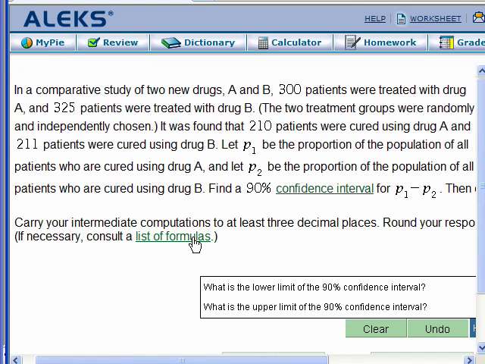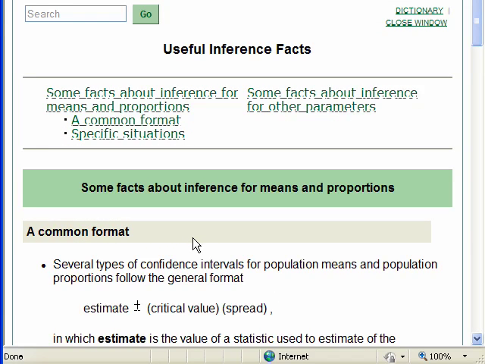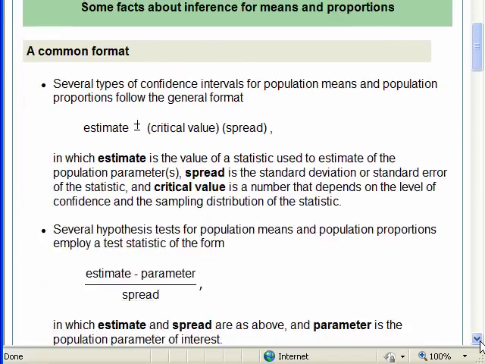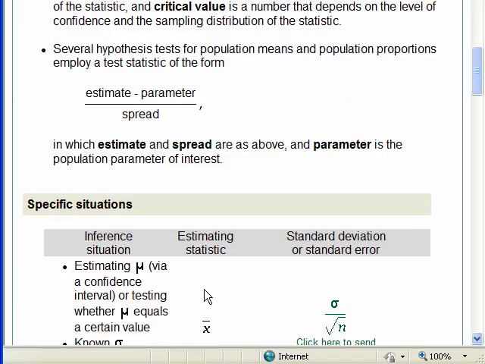When we go to the list of formulas, it'll give us a list of formulas for finding confidence intervals as well as hypothesis testing. At the top here, we see that there's a general formula for finding confidence intervals. It's the estimate plus or minus the critical value times the spread. And if we scroll down just a little bit more, we'll see that the first column gives us the estimate, and the second column gives us the spread, the standard error or the standard deviation. So this is the spread.